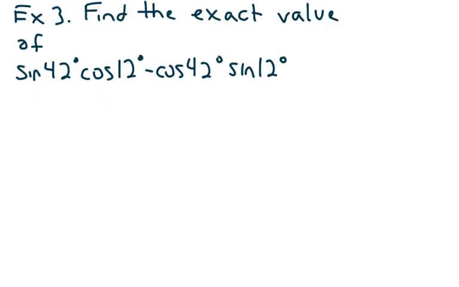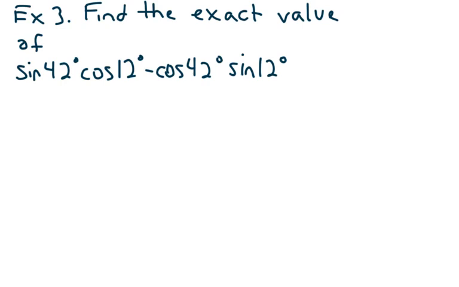Alright, so our next example has you kind of working backwards. I asked you guys to find the exact value, so I still want a value like root 2 over 2, 1/2, or whatever we've been getting. So no decimals. And I gave you sine of 42, cosine of 12, cosine of 42 degrees, sine of 12 degrees. Now, 42 degrees and 12 degrees are not on the unit circle.